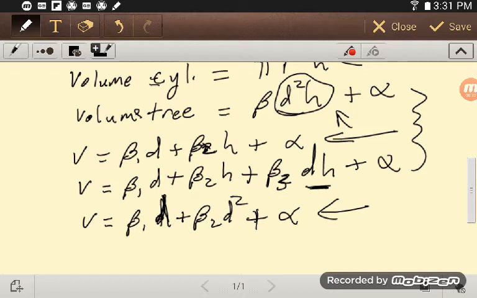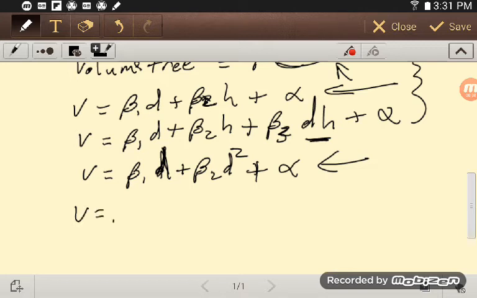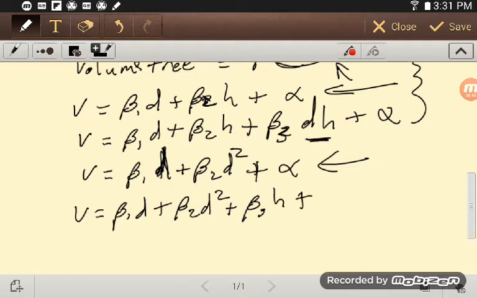I could put everything together that I have in there. So I could have that volume is some beta 1 times diameter plus beta 2 diameter squared plus beta 3 times height plus beta 4 times diameter times height, that interaction term, and plus beta 5 diameter squared times height, and then plus, I'm running out of room there, my alpha, my intercept. So that could be the best predicting model and so forth.